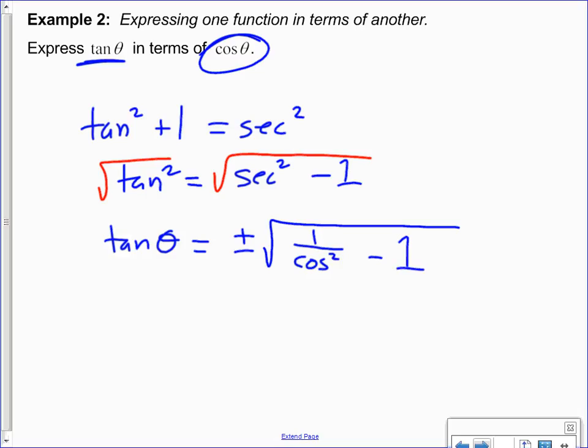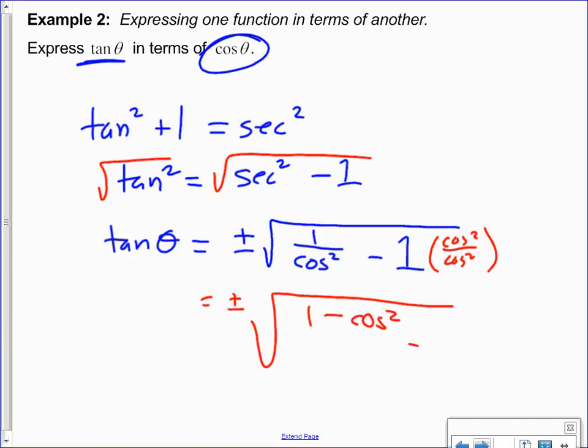Here's the deal. Too messy. You can't have fractions in a radical. I know, it's crazy. If you think to yourself, this 1 is just cosine squared over cosine squared, because in order to add and subtract fractions, you need a common denominator. So my common denominator is going to be cosine squared. So this is equal to plus or minus the square root of 1 minus cosine squared all over cosine squared.